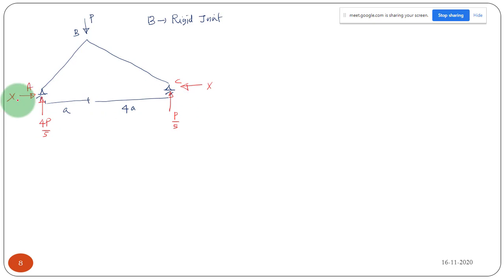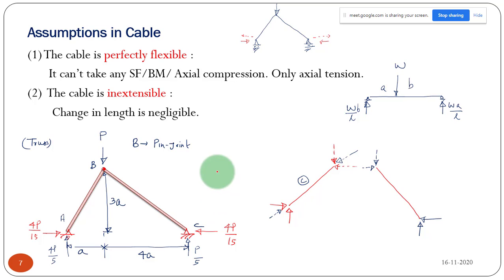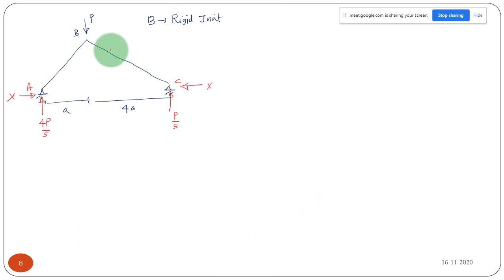Can you find this value directly by using equilibrium equations? No, because the moment at B condition is not available. Earlier we could use sigma MB equal to 0 because it was a pin joint, so we could find the support reactions, and both reactions would be equal and opposite. But that is not available here because joint B is a rigid joint, so that equation is not available.